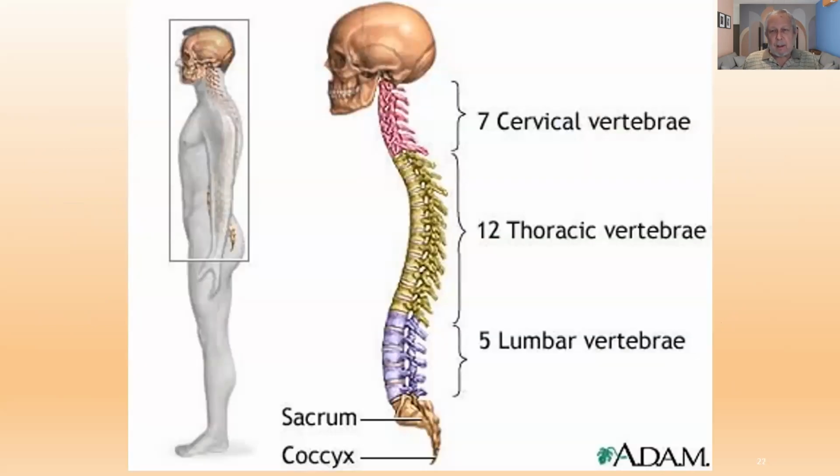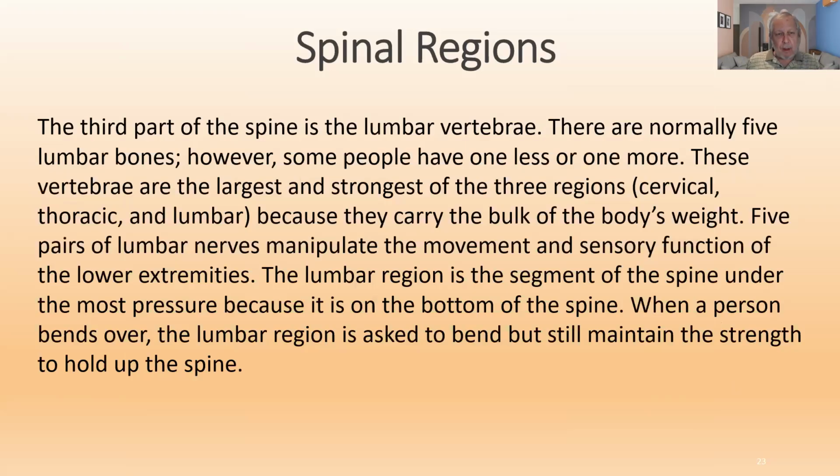Anyhow. That's your 7 cervical vertebrae, your 12 thoracic vertebrae, and your 5 lumbar vertebrae. Now, below them are the sacrum and coccyx. We'll talk about them in a second here.